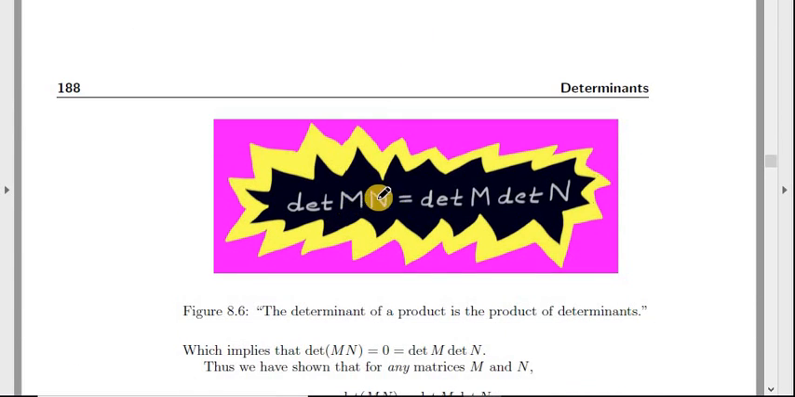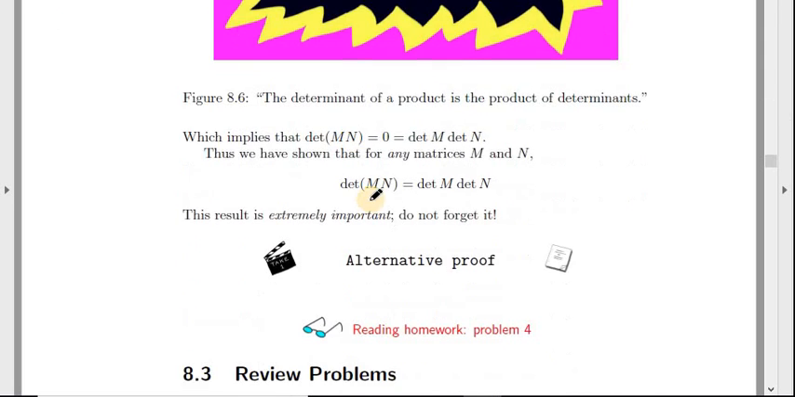And it's always true that the determinant of a product of square matrices is the product of the determinants, whether or not they're singular. Okay.